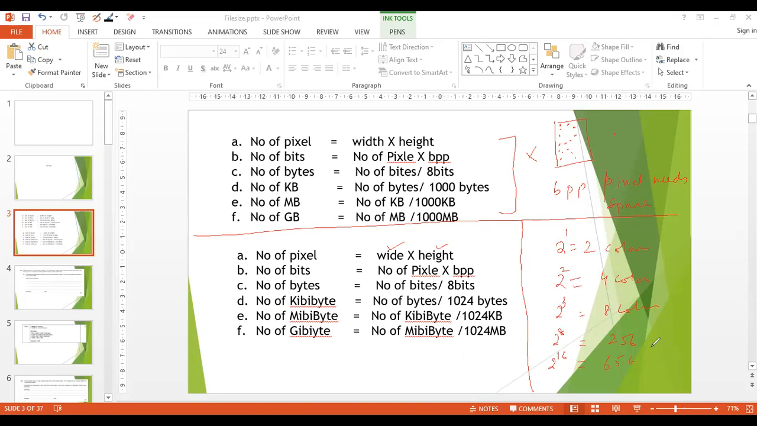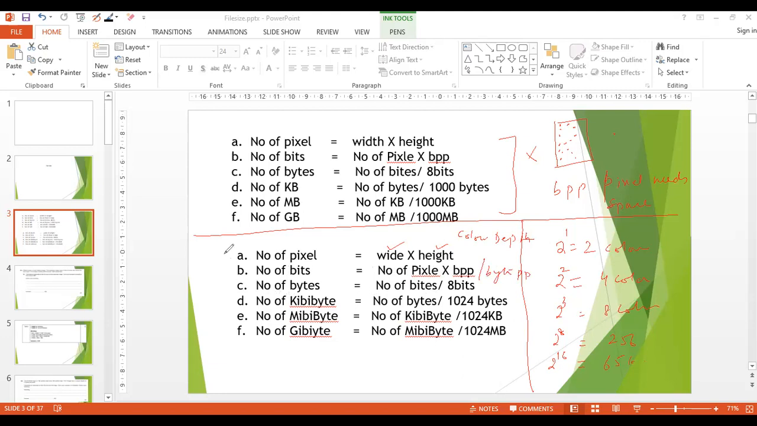So as you increase the number of bits per pixel, it will take more space and it will produce more colors. Assigning these bits to a pixel is called bits per pixel. We also call it color depth. So the second step is to calculate the number of bits. How to calculate? You multiply the number of pixels by bits per pixel, or bytes per pixel.